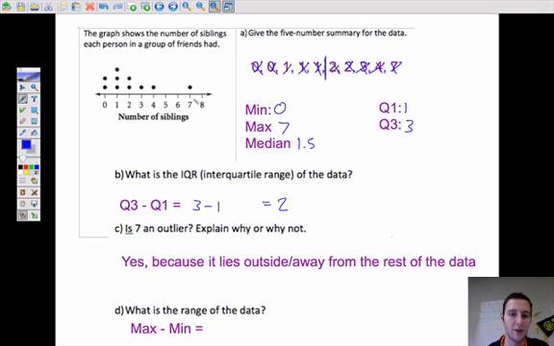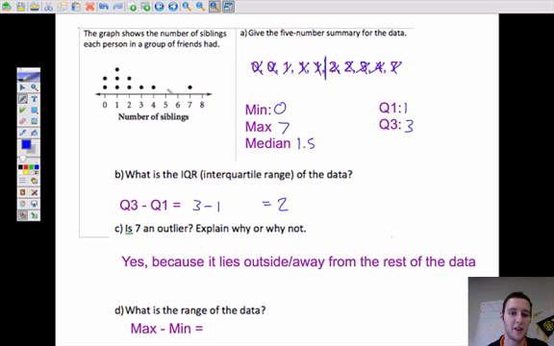Is 7 an outlier? That's kind of a judgment call. I would say yes, though, because it's pretty far away from the rest of the data. 4 is obviously not an outlier because there's one person with 4 siblings and a person right next door with 3 siblings.